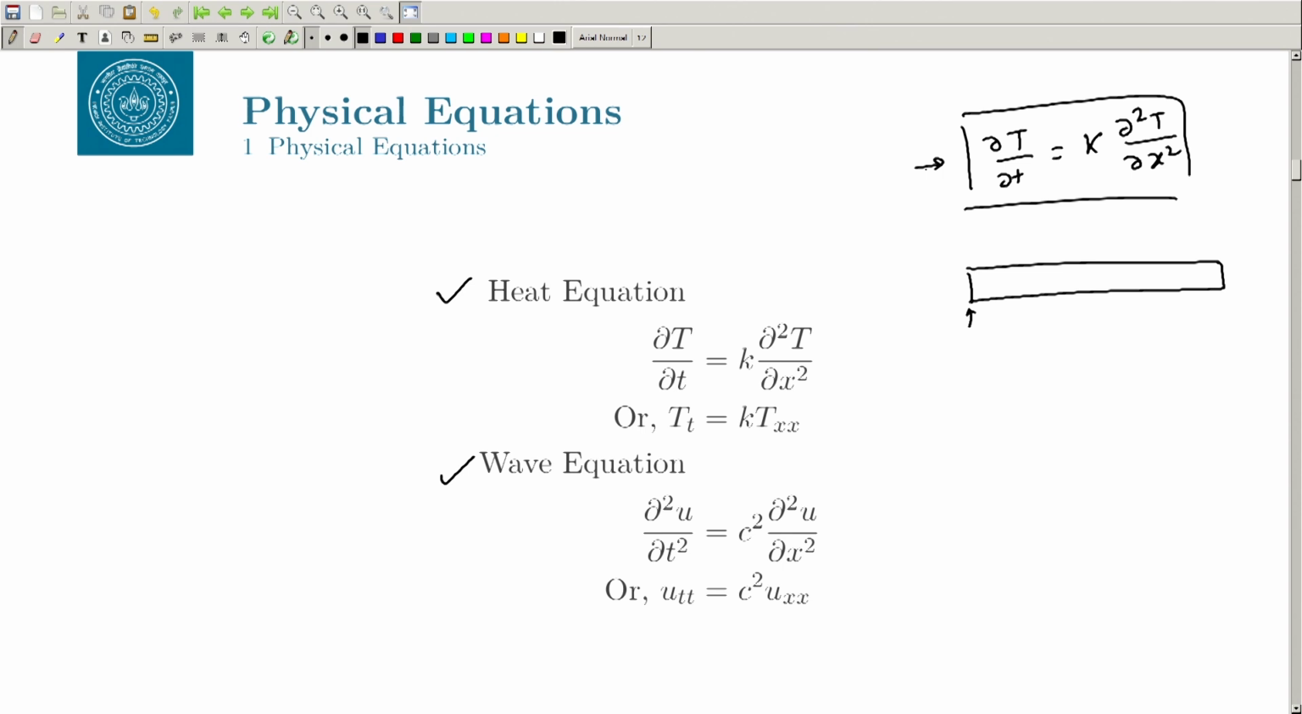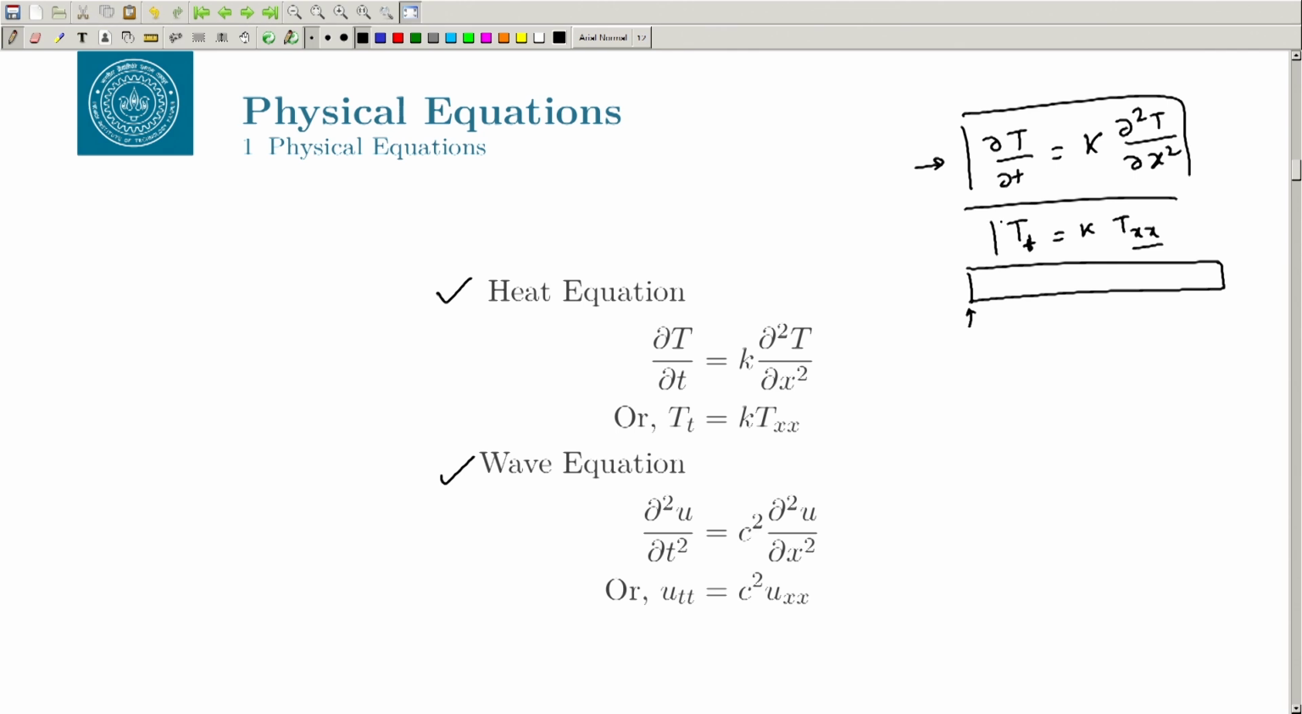And I will be using the short form many times. So, this del by dt can be written as T subscript t. That means the subscript indicates that this is the partial derivative with respect to time, then this is k, and T subscript xx, that means it is differentiated twice with respect to x.